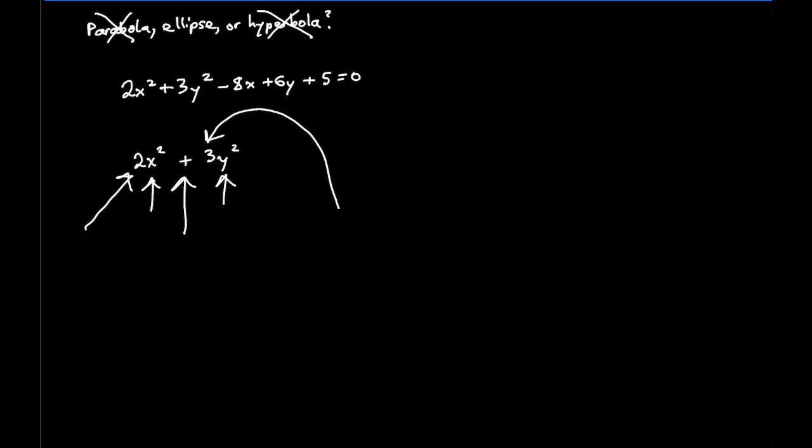Now, it didn't ask this, but if you got a question where you have almost the same information, but they have the exact same coefficient. See, these are both squared, we have the plus sign, but they have the exact same coefficient. This would be a circle.